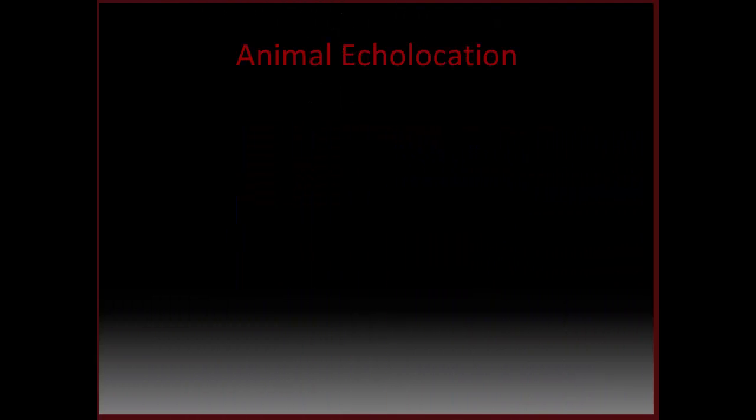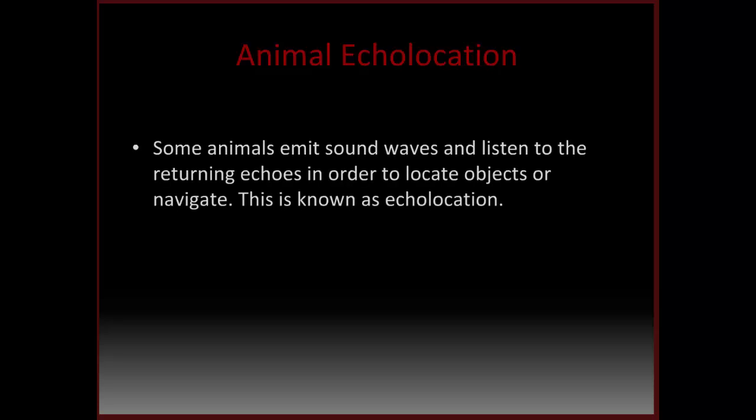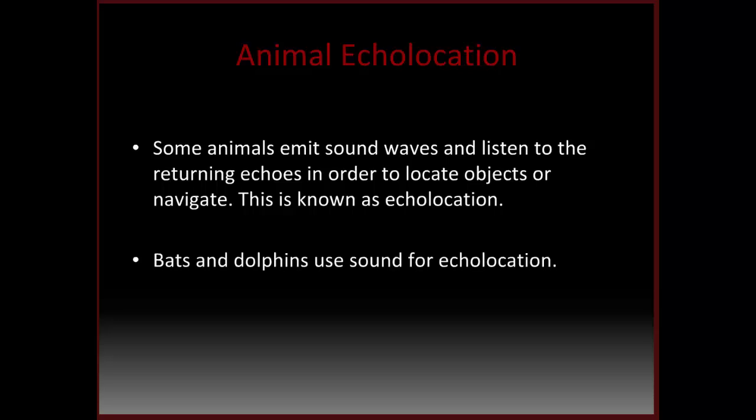Well, let's have a look at a few examples from the animal kingdom. There are some animals who actually do emit sound waves and listen to the returning echoes and are able to use this to locate prey or just to navigate. And we call this echolocation. For instance, bats and dolphins both use echolocation.